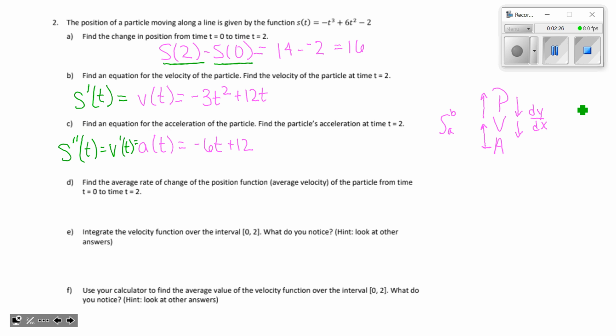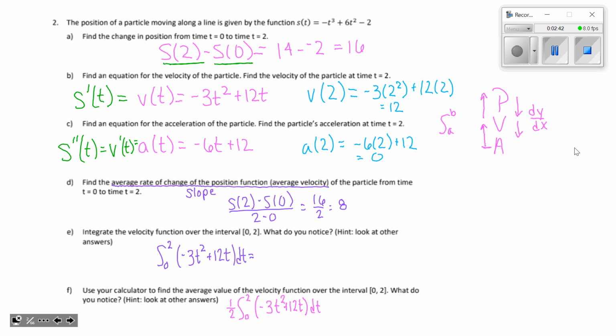All right, the next 3 really start with this unit and what we learned from the intro part of this unit on taking the integral. So look at the average value, and we're going to integrate these functions and see what we notice. It is perfectly acceptable if you got stuck somewhere in this, because this is where we start building in some of our new stuff. Question D says find the average rate of change of the position function, or average velocity. So that's where we take our change in position divided by that space, so change in y over change in x. We're going to take what we did in A, that answer 16, and divide it by 2. We get 8.